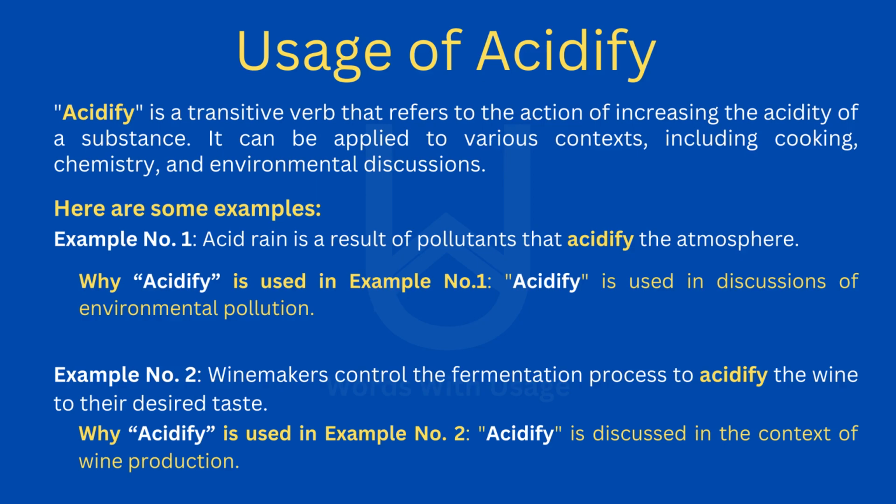Here are some examples. Example number 1, acid rain is a result of pollutants that acidify the atmosphere. Why acidify is used in example number 1. Acidify is used in discussions of environmental pollution.